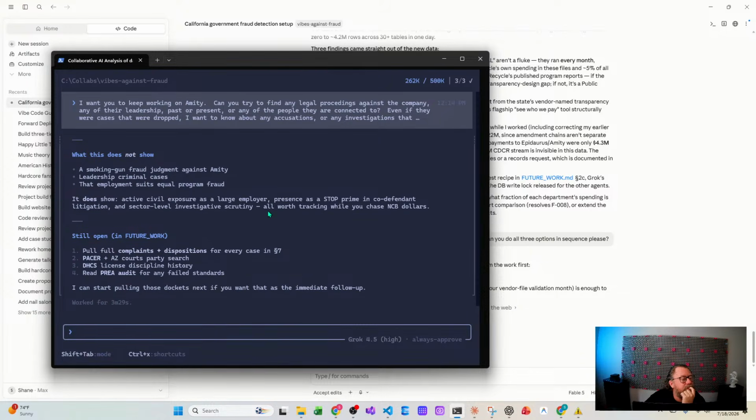That's unfortunate. I was hoping for more from you, Grok. These people, they're slicker than we are. Active civil exposure as a large employer. Yeah, I mean, that's normal.